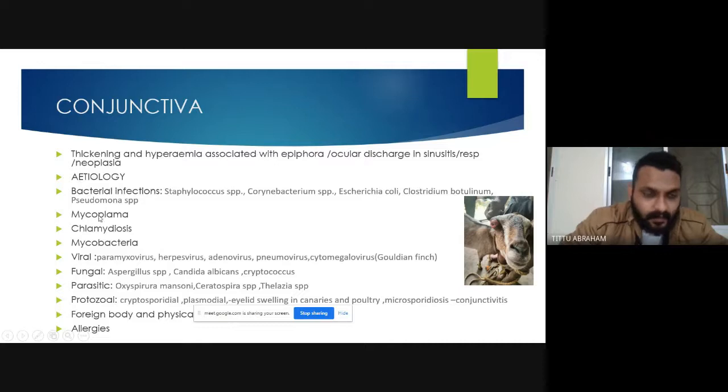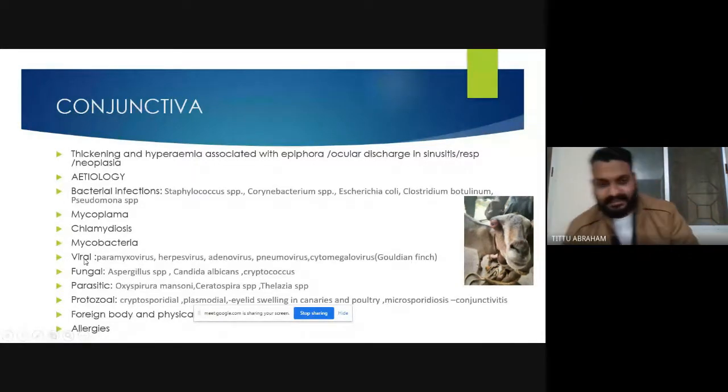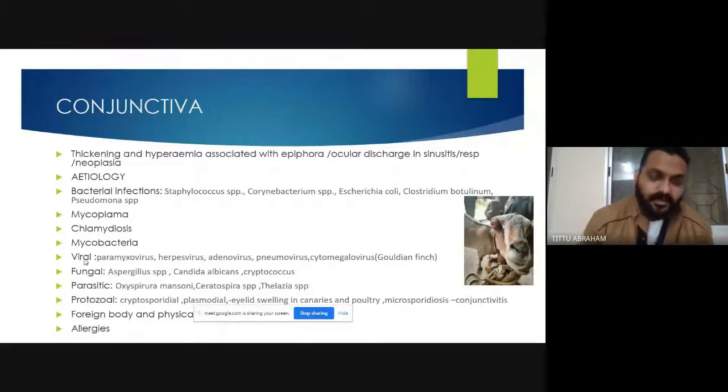Next is Mycoplasma, a very common one, because most people are not so aware of this Mycoplasma infection. Next is Chlamydiosis, and another one is Mycobacterium. I will come to these in detail, that's why I have not mentioned anything here. Next is viral infection. As I told you, pox virus is the most common one.